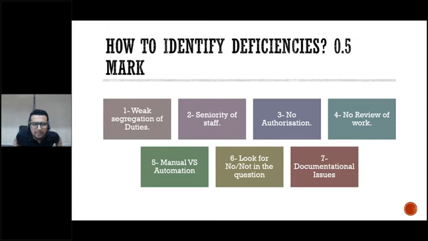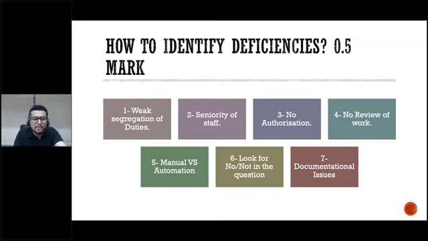And what's the marking scheme for that? Half mark per deficiency identified. How to identify deficiency? The examiner is going to come up with a question about sales system, purchase system, X system, Y system, any system, or multiple systems.